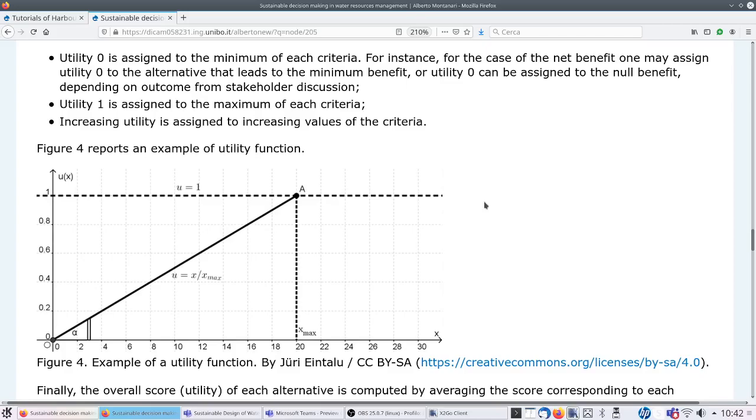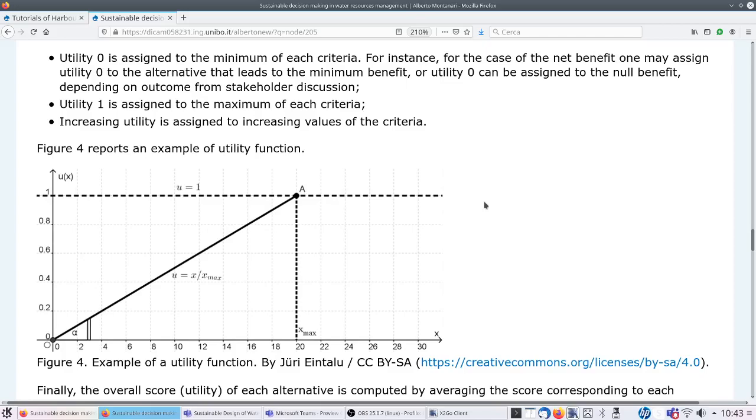If the benefit is limited to zero, you can give utility zero to the zero benefit. But you may also decide, if you have three alternatives, and in this case we have three alternatives, to give utility zero to the lowest benefit among the alternatives, which is fine, but the effect on the final decision is different. We will have an example later on, an exercise. You may look at what is the effect of changing the utility functions on the final decision.